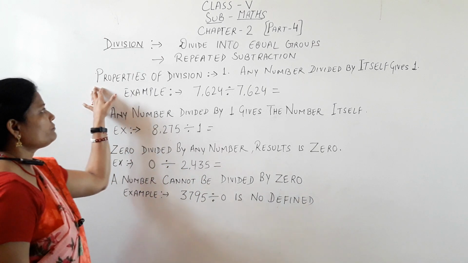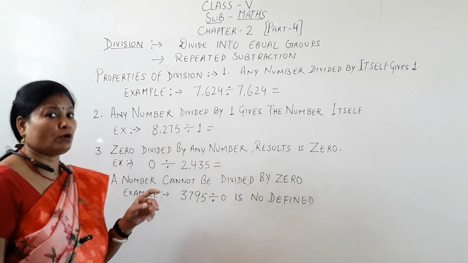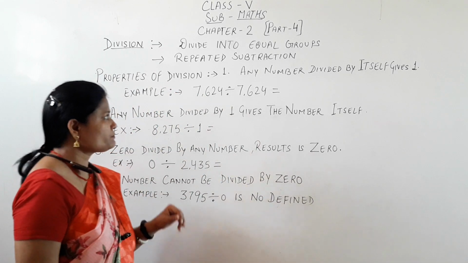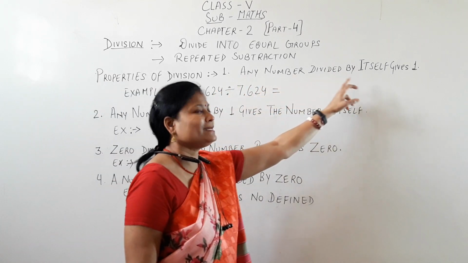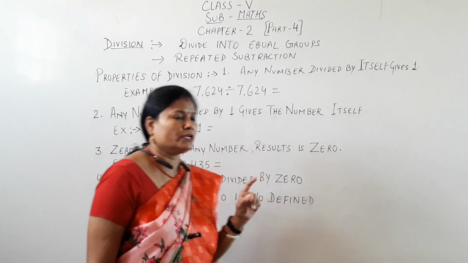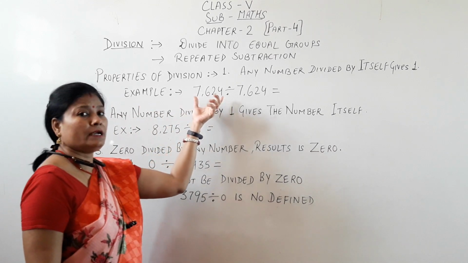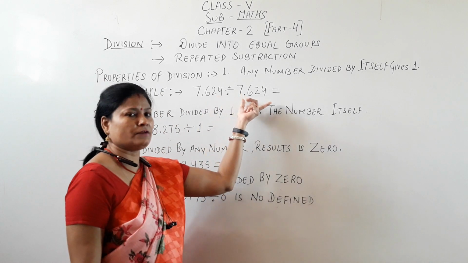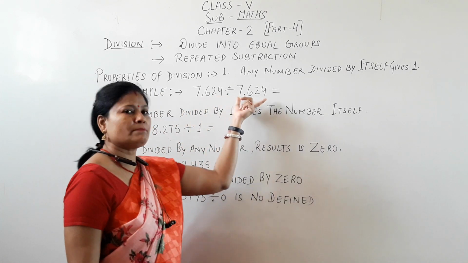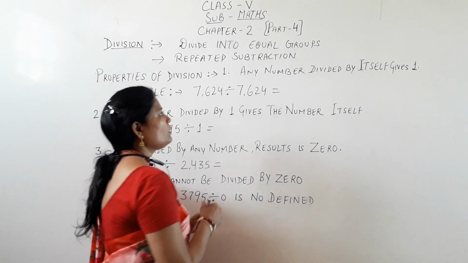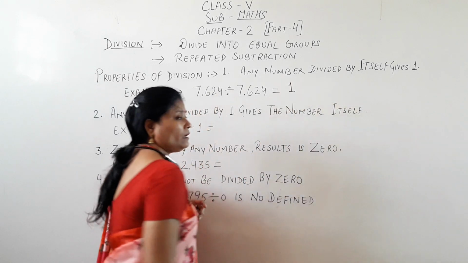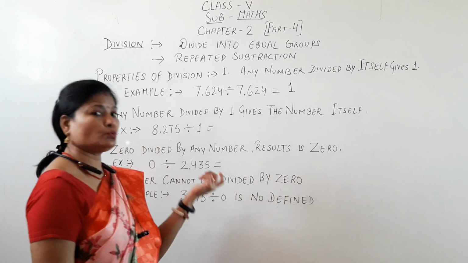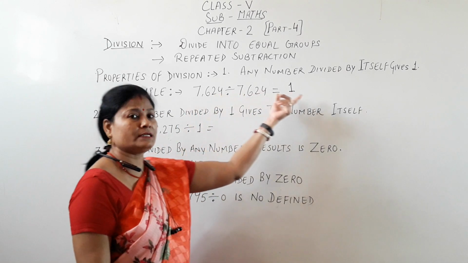Now there are some properties of division, so keep in mind and always remember that the properties of division are very important. My first property: any number divided by itself gives 1. Listen carefully, if any number is divided by itself, the result is always 1. Why? We already learned in the table that 2 ones are 2, so if 2 is divided by 2, we will get 1.